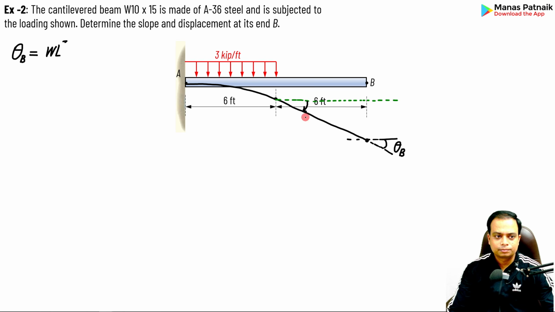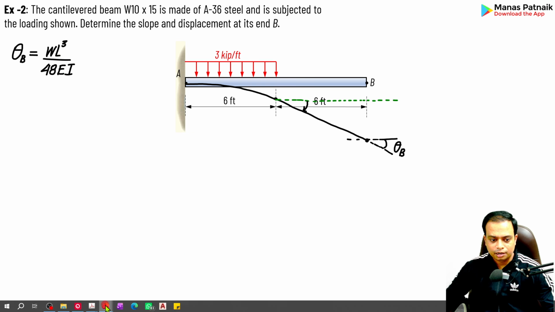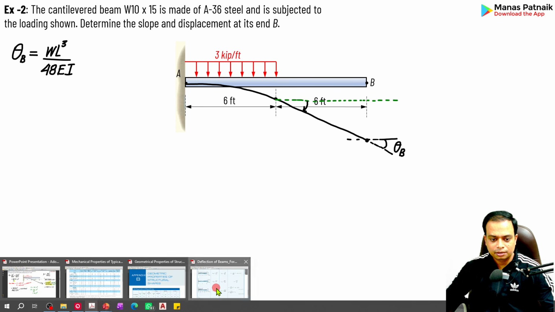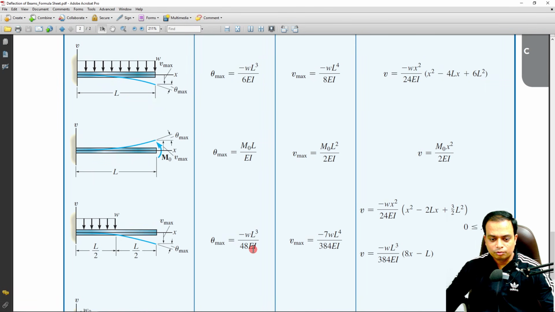Here we go. So I've written down the formula. Theta B is equal to WL cube over 48 EI. Let me show it to you again. WL cube over 48 EI. The negative sign simply indicates that it has been measured clockwise.